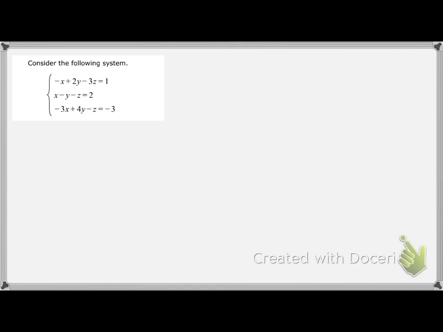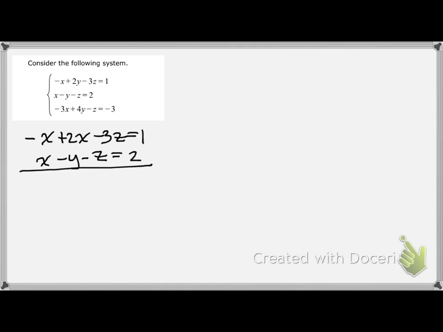So let's just take the first 2 equations and combine those. And then, let's see if I need to use the 3rd equation. Yeah, I'll take the 2nd and the 3rd equation and combine those.